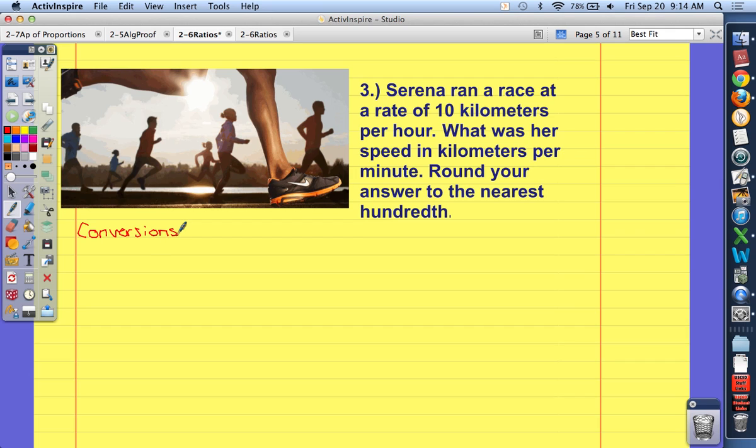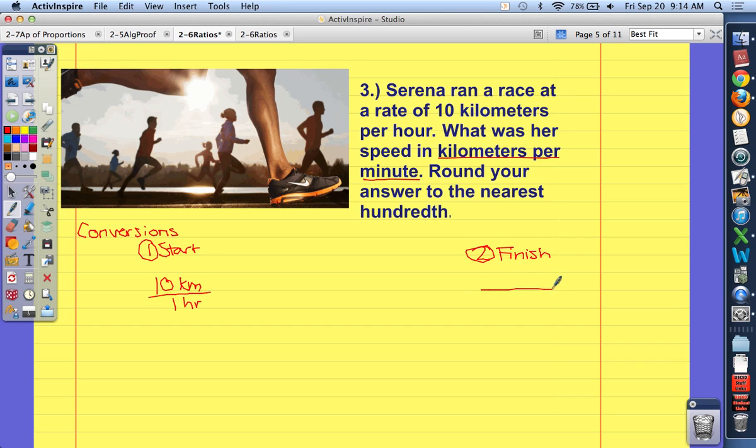So start with what you have. What is her current rate? This is my first step. What are you starting with? Well, she's traveling at 10 kilometers per hour, or per 1 hour. The second thing I do is I write down what do I want to get to, what do I want to finish with. I actually think about that before doing the work. Well, what is her speed in kilometers per minute? That's what I want to end up with.